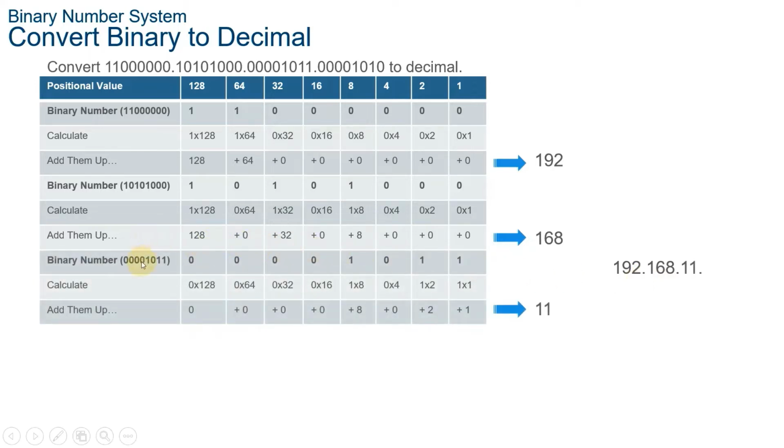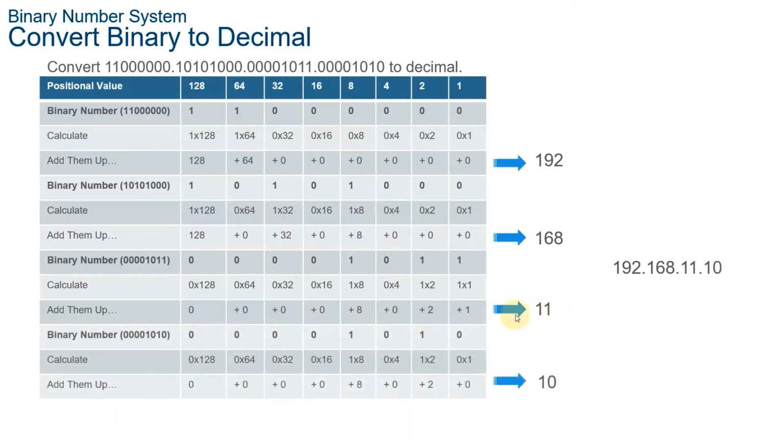Now convert the third octet. That would be 4 zeros here and then 1011. We just have to plot it on our positional values. So that would be 4 zeros and then you've got 1011. We just add those values having ones, and that corresponds to 8 plus 2 plus 1, and that would yield 11.